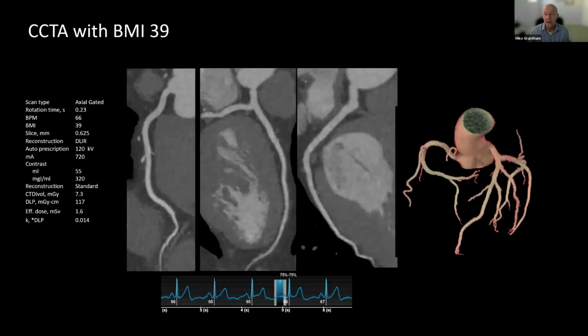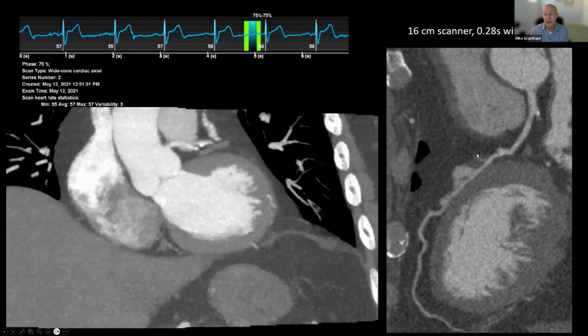So we got a diagnostic exam on this patient with one beat. We got the entire left anterior descending, and if you take a look at the images, they're a little bit grainy. This was an older study on our wide detector CT.